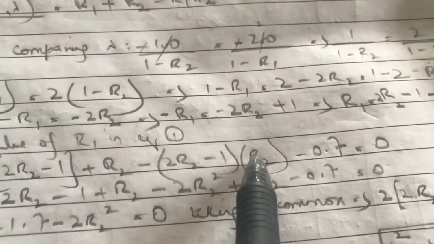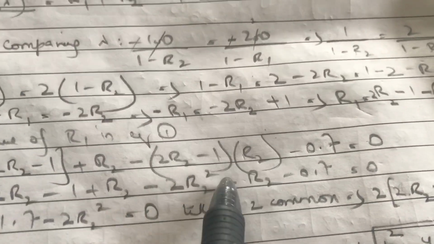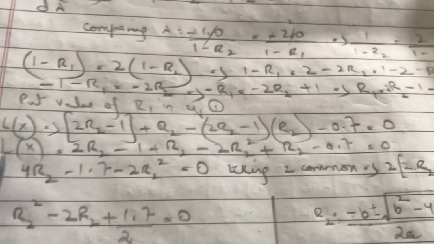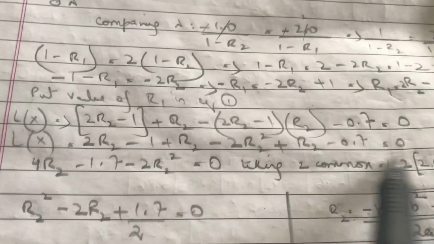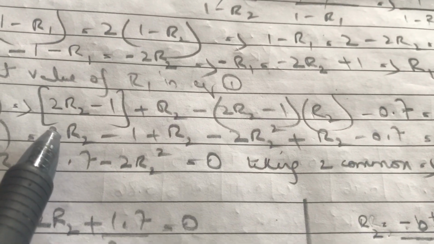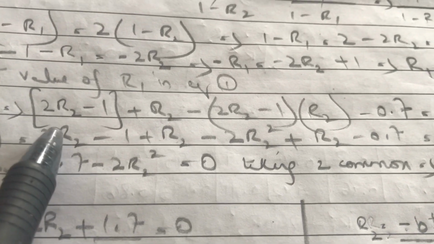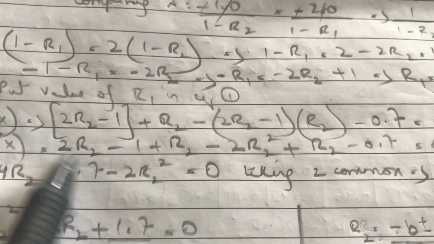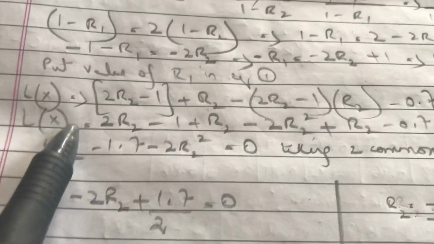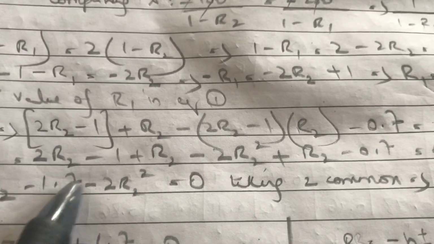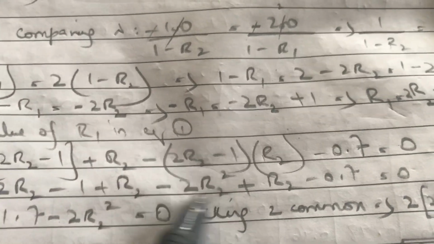So 2r2, and this becomes square, minus minus plus r2 minus 0.7 equals 0. This is what we find, and we see whether anything is subtracting or adding. So we have 2r2 plus r2 and plus r2, so it would be added and become 4r2, and we have minus 1 and minus 0.7, so it would be minus 1.7, and this minus 2r2 square remains as it is, equals 0.